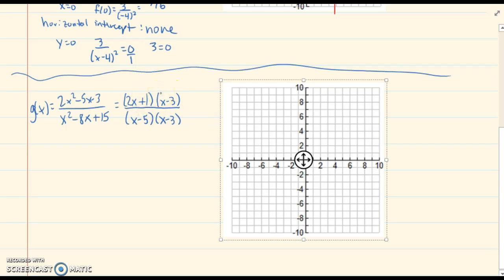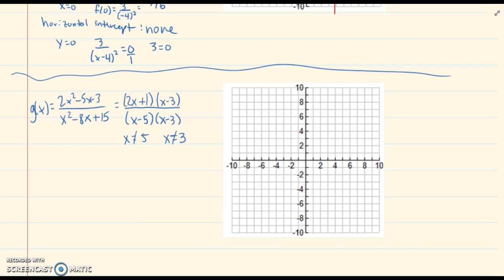We're good. All right, we have two excluded values. x cannot equal negative 5 or positive 5. And x cannot equal 3. But those excluded values are different types. The 3 indicates a hole, and the 5 indicates a vertical asymptote. So I've got part of two pieces already. My vertical asymptote is at x equals 5.